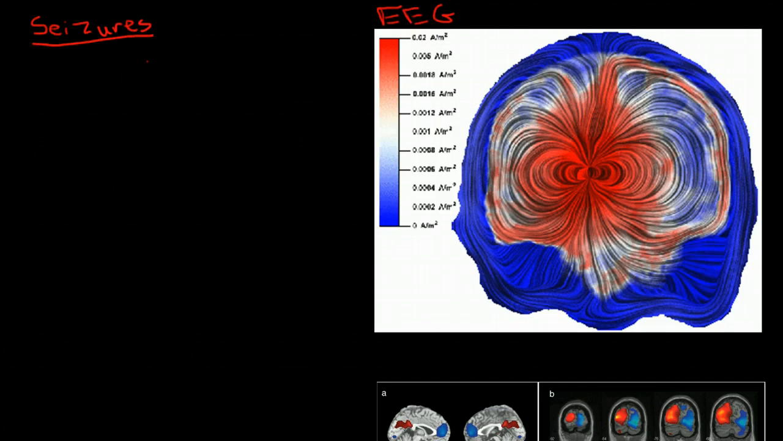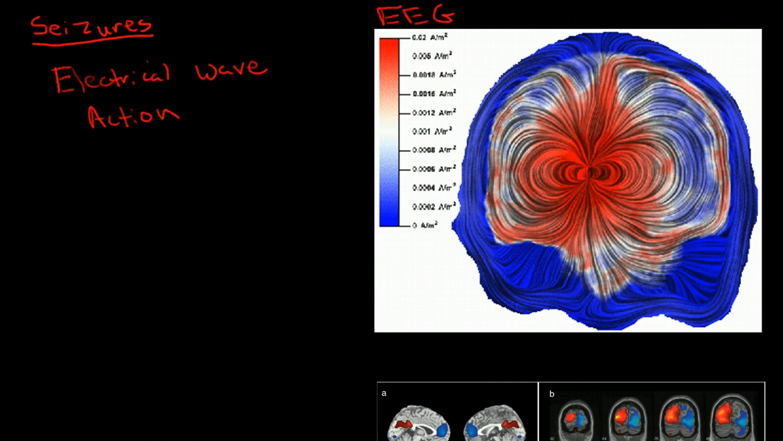So, what is the EEG? The EEG is similar to the EKG in one sense. They're both measuring the waveforms, so the electrical waveforms of action potentials as they move in a direction.